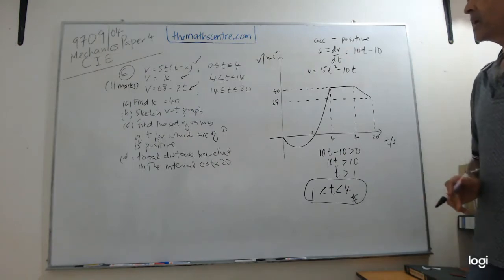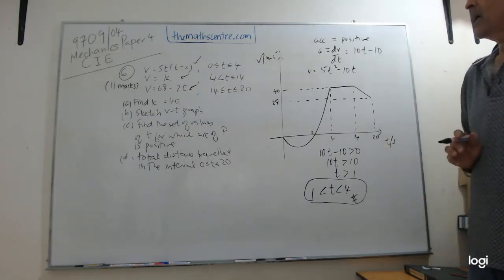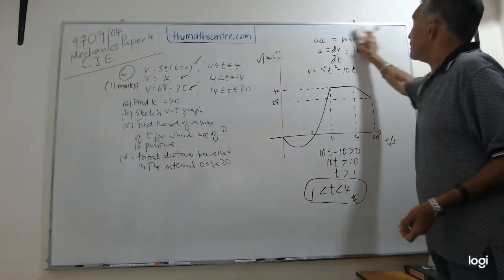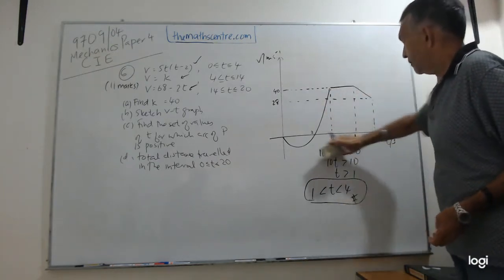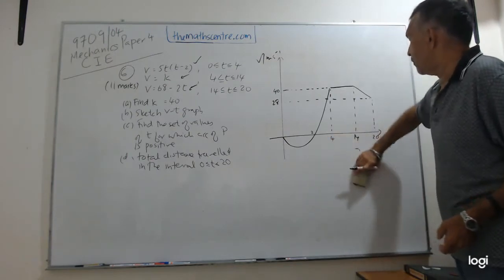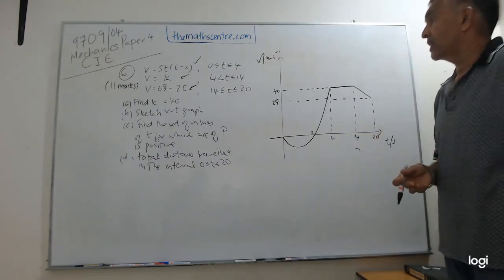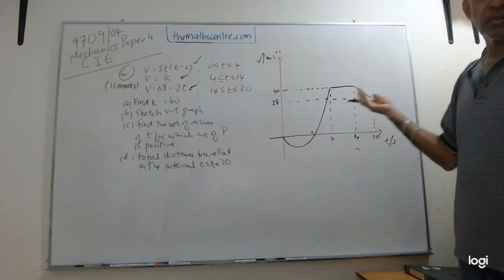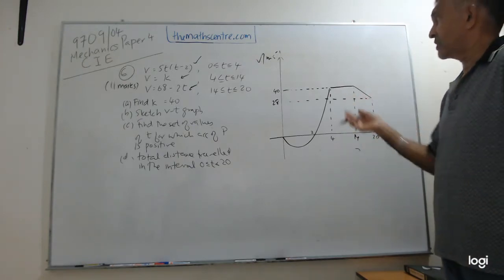This is your correct answer. So that's done with part C. For part D, I'm going to erase the board. They ask you to find the total distance traveled in the interval from 0 to 20. Let me refer you to the graph that we drew earlier. It's still on the board.